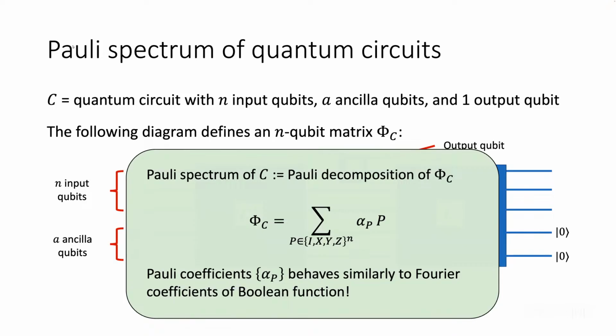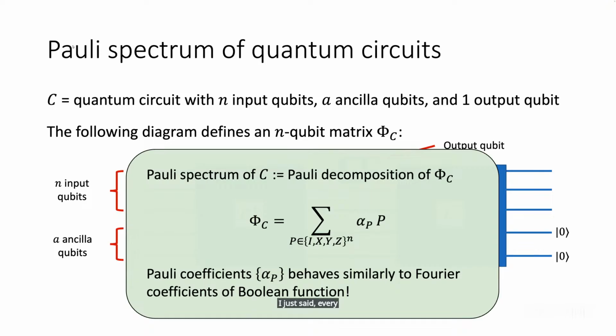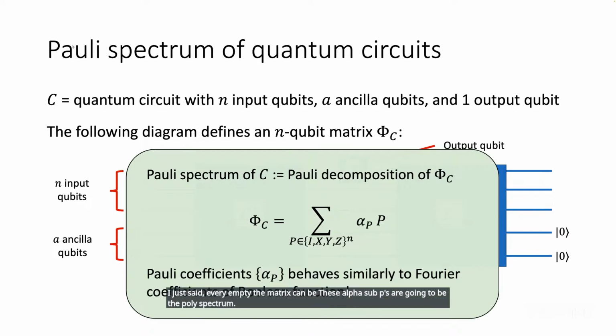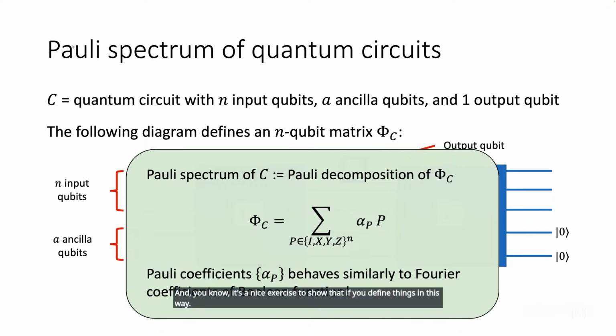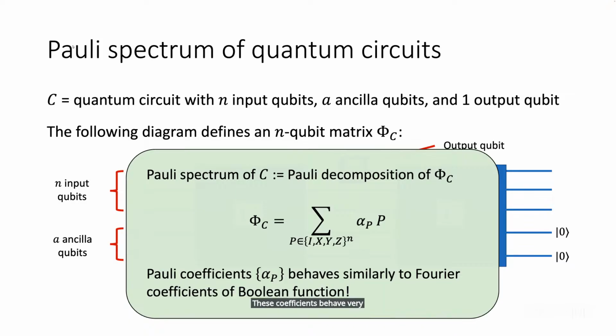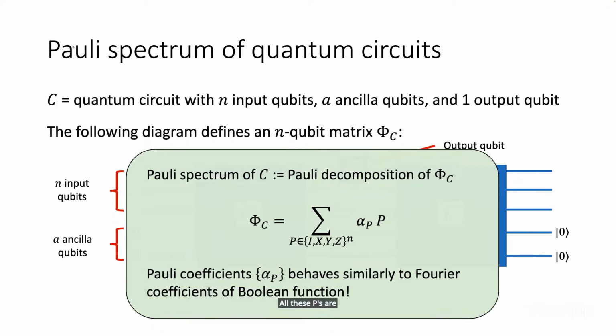So the Pauli spectrum of this circuit is going to be the Pauli decomposition of this matrix. Remember, I just said every n-qubit matrix can be decomposed. These alpha sub P's are going to be the Pauli spectrum. And it's a nice exercise to show that if you define things in this way, these coefficients behave very similarly to Fourier coefficients. Sums of squares sum up to 1. All these P's are orthogonal to each other in a certain way. Very nice, it has lots of nice properties.